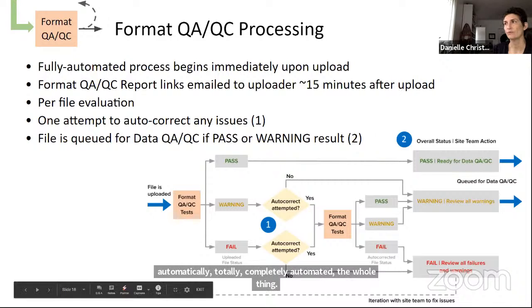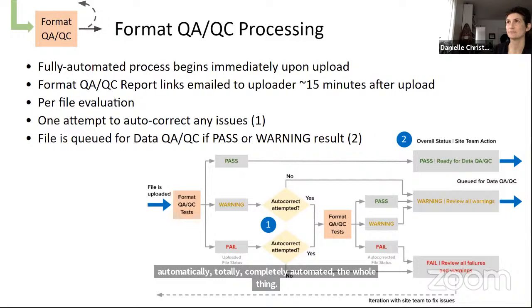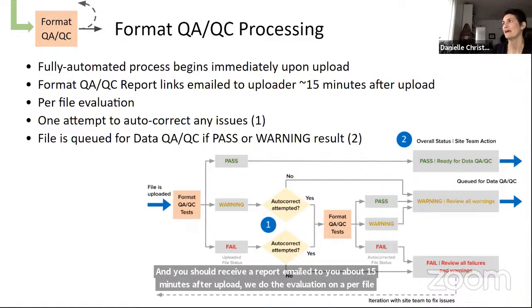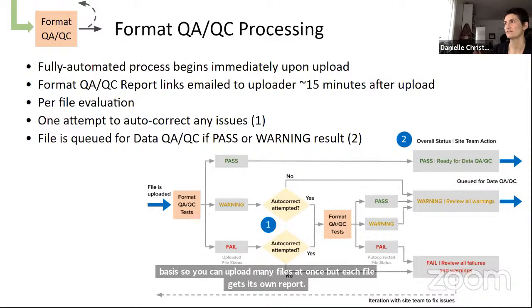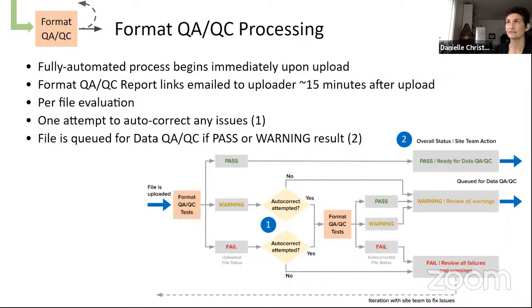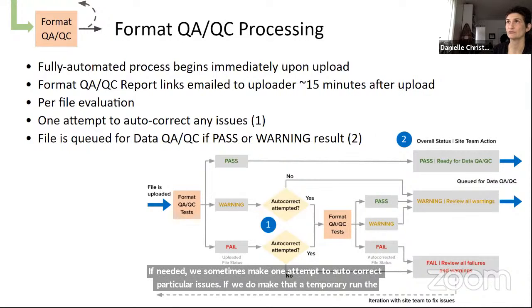If needed, we sometimes make one attempt to autocorrect particular issues. If we do make that attempt, we run the tests again. And then what happens is you see in the callout number two, you get an overall status and recommended team action. Now, if you get a pass or a warning, the file itself is automatically queued for the data QA/QC process. If we do have some checks that fail, we will ask you to resubmit.